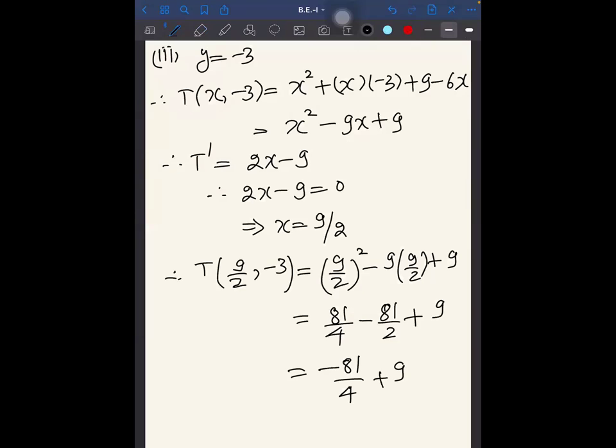So minus 81 by 4 plus 9. So this becomes t of minus 81 plus 36 by 4. So minus 45 by 4 again, right? Are you with me? Yes, sir. Okay. So this is the point.